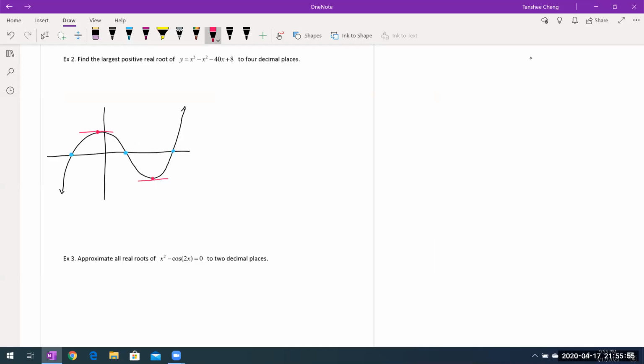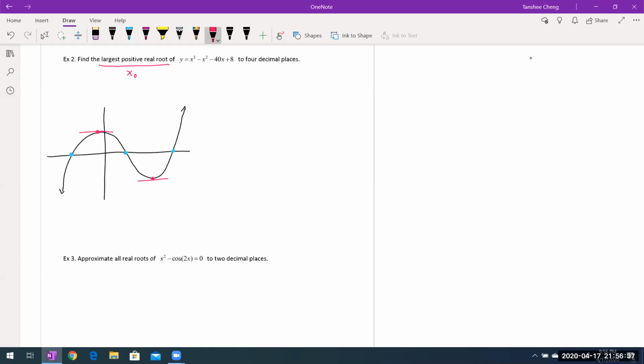For the second example, we want to find the largest possible real root of this given function, which is a third degree polynomial, and approximate it to 4 decimal place accuracy. How do we find the largest possible real root? That depends on the initial x value that you set. Newton's method is always dependent on the initial x value, because if you set the correct one, it will work very well and approach the approximation you want very fast.